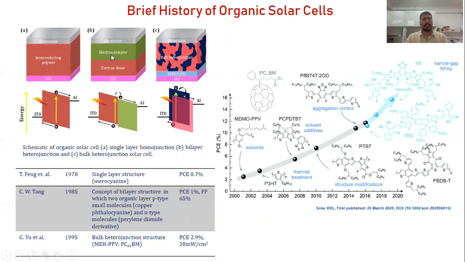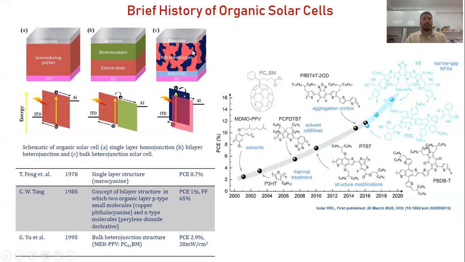Then another structure came into existence in which they coated the electron donor and electron acceptor. This first double layer cell was fabricated by C. W. Tang. They achieved an efficiency of about 1%. They used these materials, but the problem of the cell is the same.